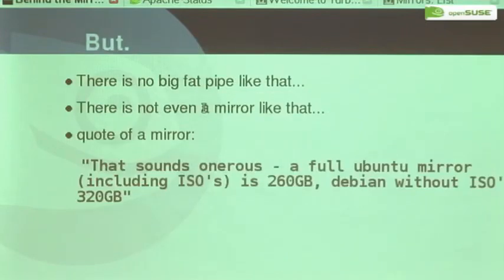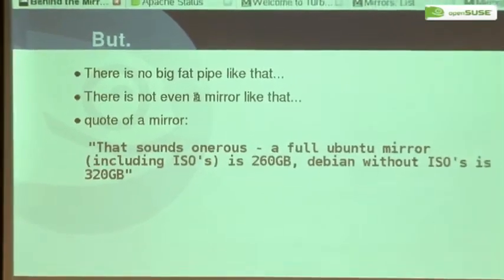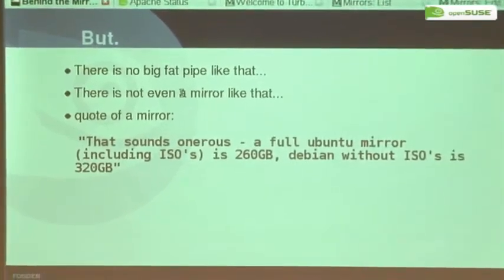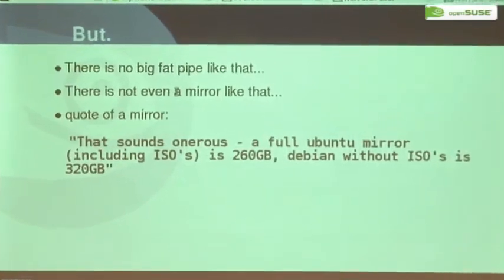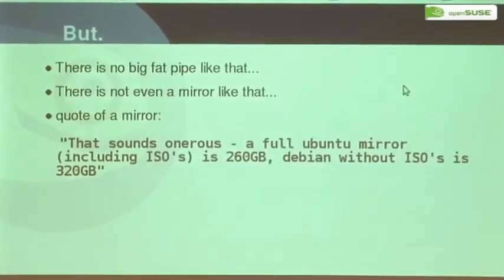The problem is there's no single big fat pipe which can handle that. Nobody has such internet connectivity. And there also isn't a mirror which can handle that much stuff. I have a quote here of a mirror which basically says, isn't that a bit heavyweight? Debian and Ubuntu is just 200 gigabytes.